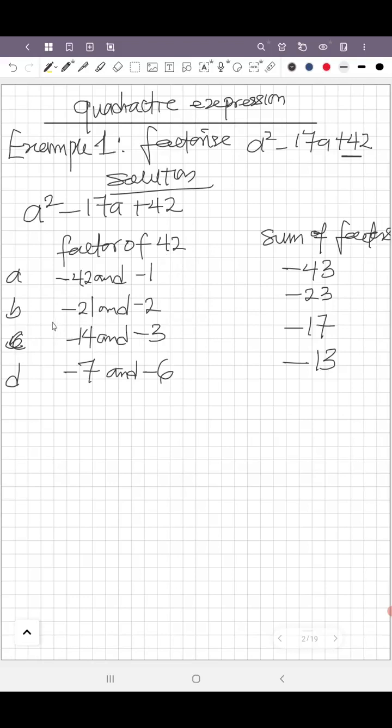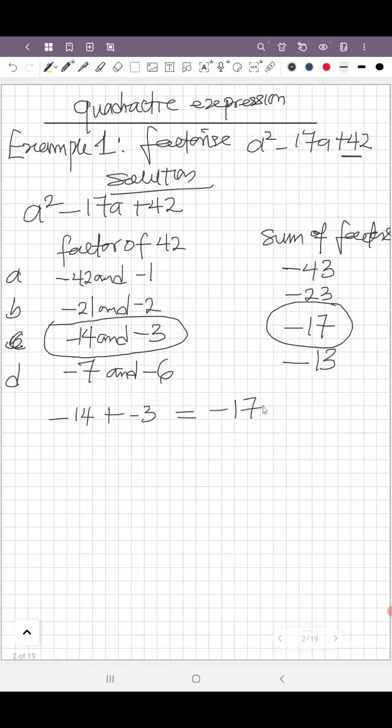So let's consider C. Now, C obeys what we need. You are able to see that if you multiply minus 14 and minus 3 together, we have plus 42. By the time we add them together, minus 14 plus minus 3 gives us minus 17. Minus 14 times minus 3 gives us plus 42. So you must consider this.